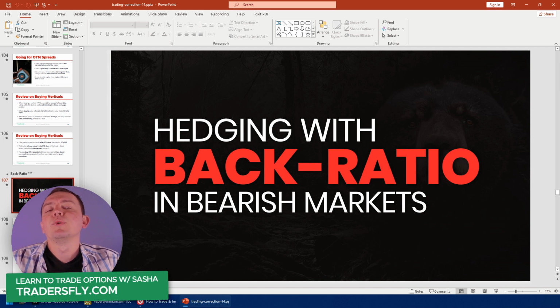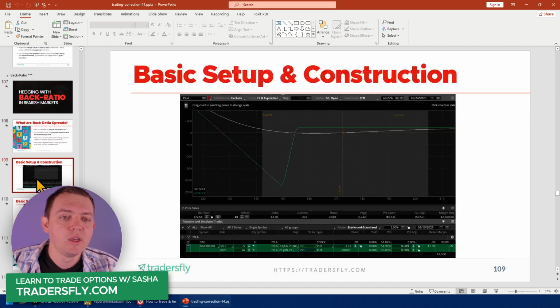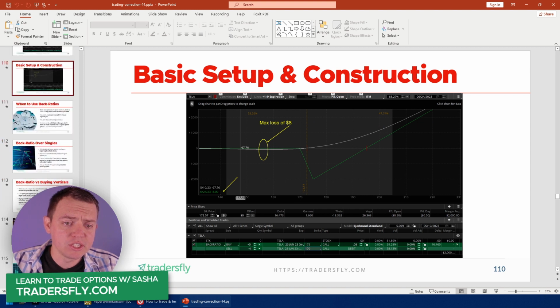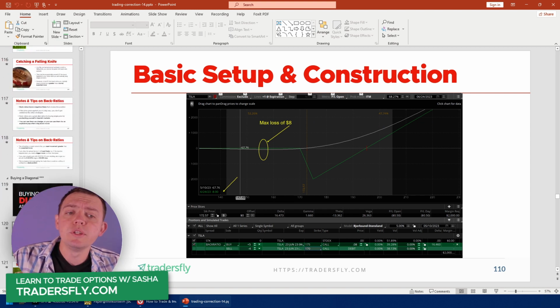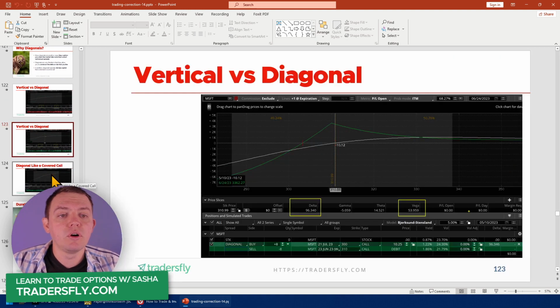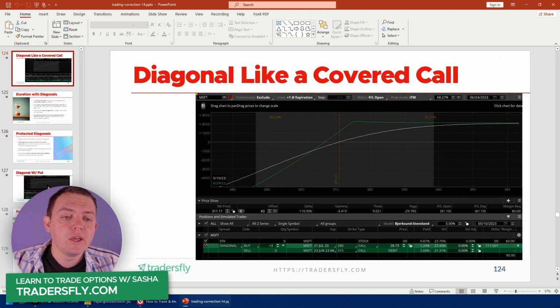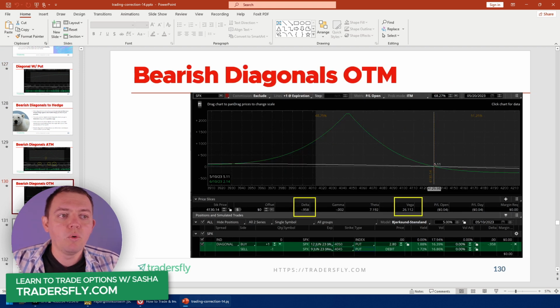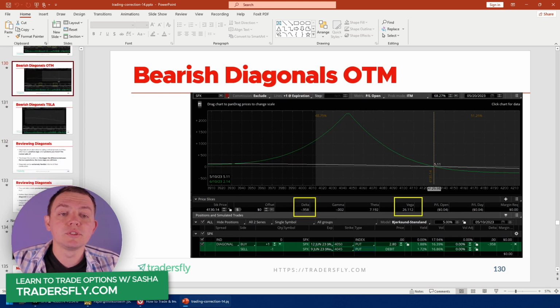We look at hedging with back ratio spreads. How do we hedge with something like a back ratio spread, or kind of an uneven number of legs in the spread? And how do we protect ourselves? So we could use those, and when would we use those? Again, putting on diagonals as an alternative to covered calls, or a long alternative, and maybe even diagonals with an extra put, or a bearish diagonal. How do we place those on there?